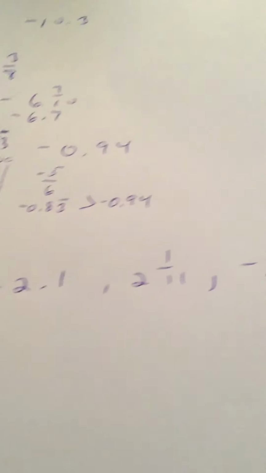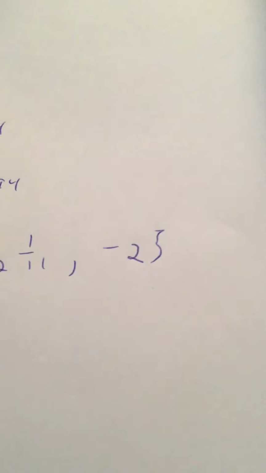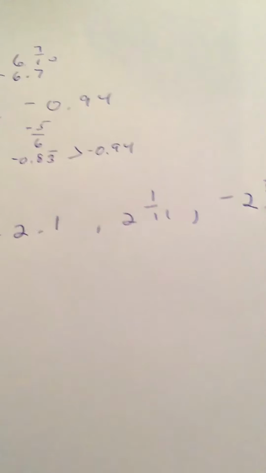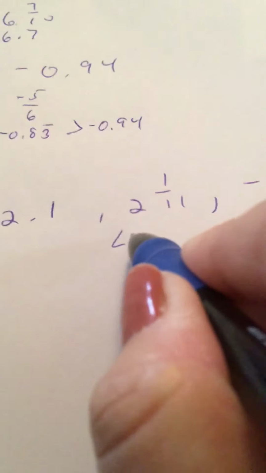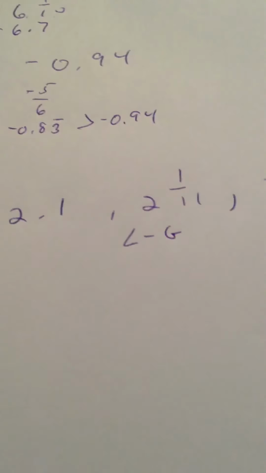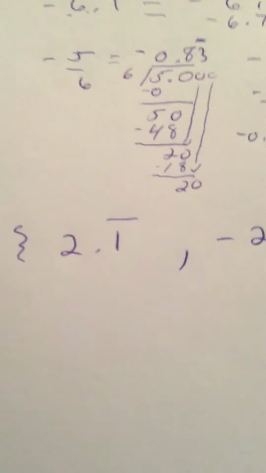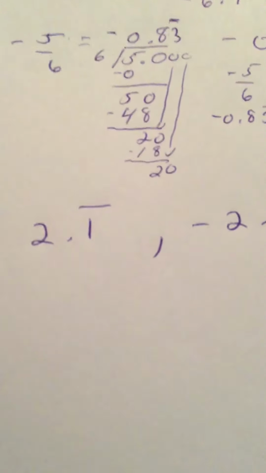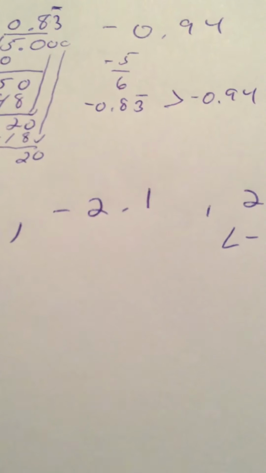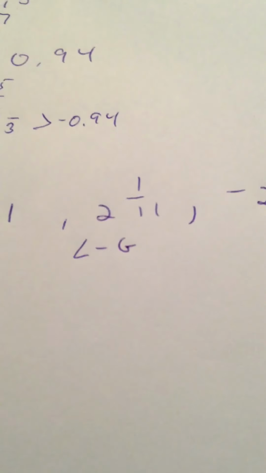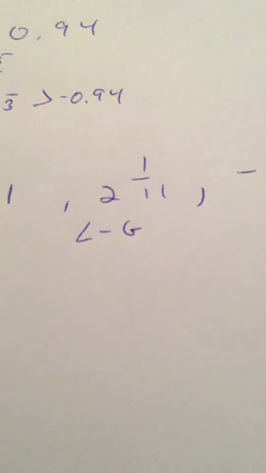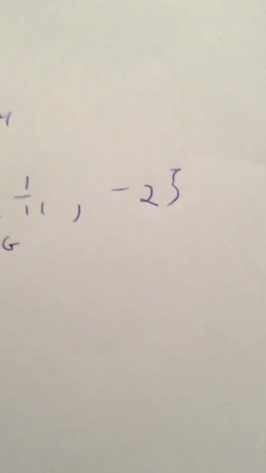The last one was number 6. You had to put these in order from least to greatest. Let me make sure I write that down. Least to greatest. Okay. I have positive 2.1. I have negative 2.1. I have a 2 1/11, and then I have negative 2.